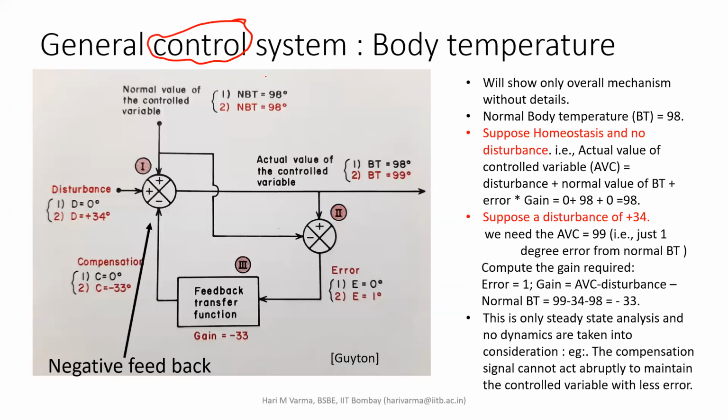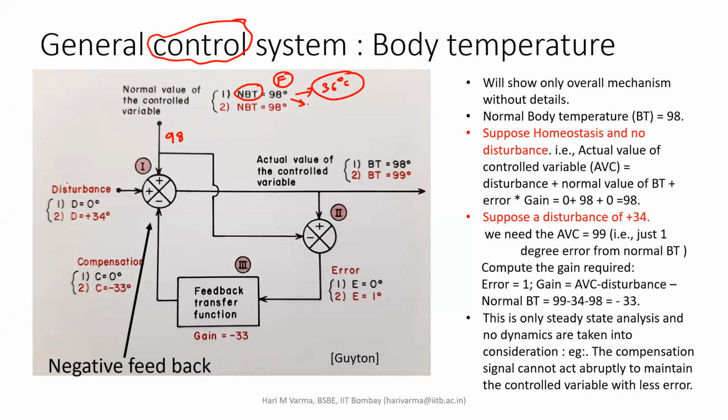Here, the normal body temperature is basically 36 degrees centigrade, right? This is in Fahrenheit, so I'm going to just say 98. I'm not going to put units. Now my purpose is I want to keep the body temperature at 98. So my normal value of the controlled variable is basically my normal body temperature, which has to be 98, right? But will it always be 98? Because we are living in an environment where the temperature can fluctuate.